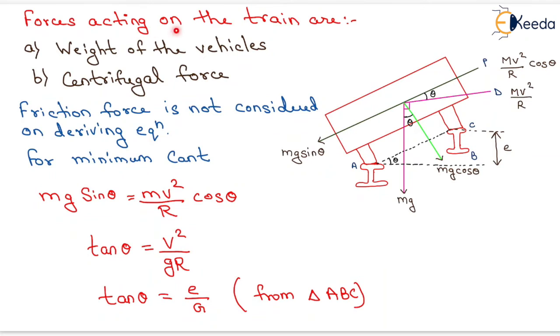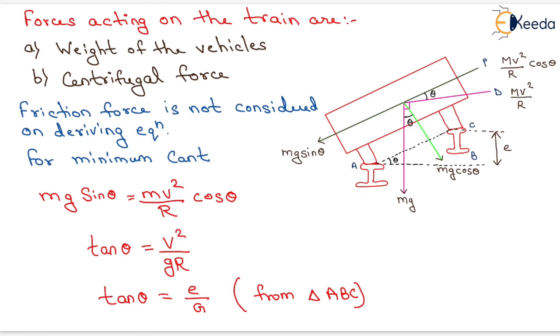Now the forces acting on the train are, first, the weight of the vehicle and the next one is centrifugal force. Here the train is shown like this, and this is the rail, and this is the difference in the level of the two rails, which is known as super elevation. It is denoted by E. Now this is the centrifugal force mv square by r, and this is the weight of the vehicle, that is mg.